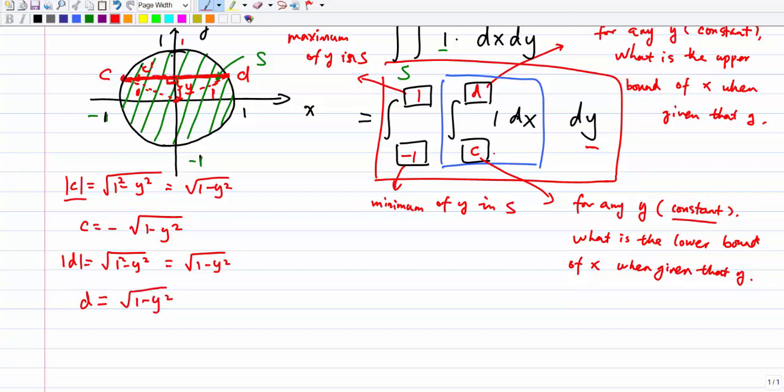So that's why the lower bound will be negative square root of 1 minus y squared, and the upper bound will be square root of 1 minus y squared.